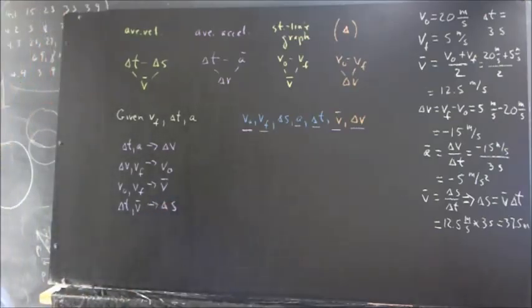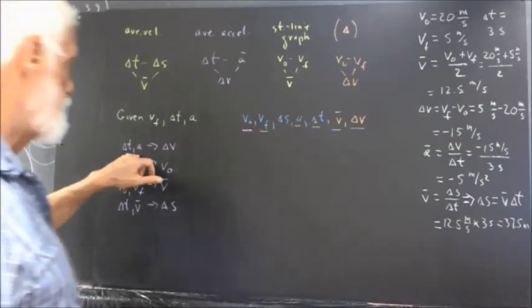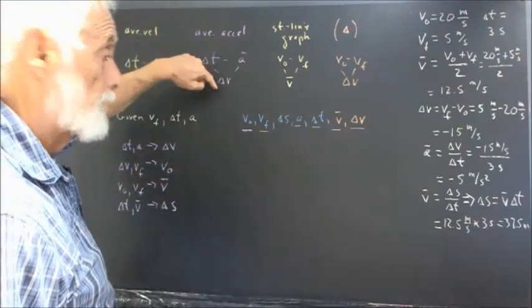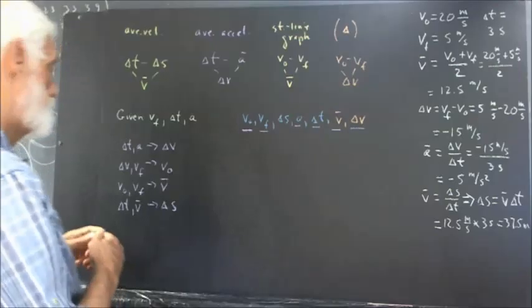Now, what are the specific relationships among these things? Well, delta T and A come from the definition of average acceleration.